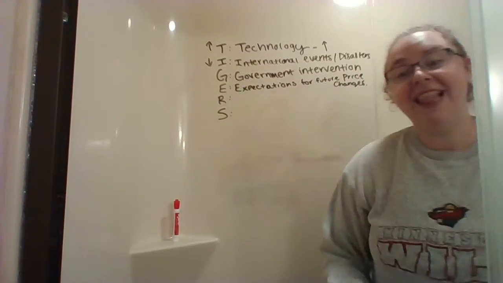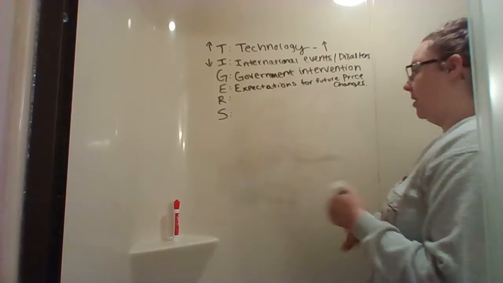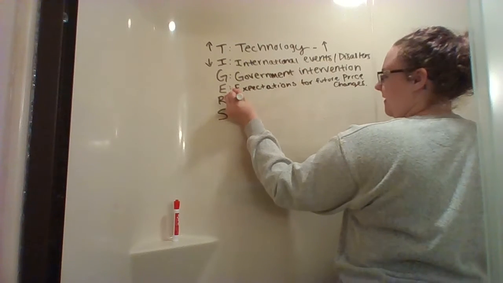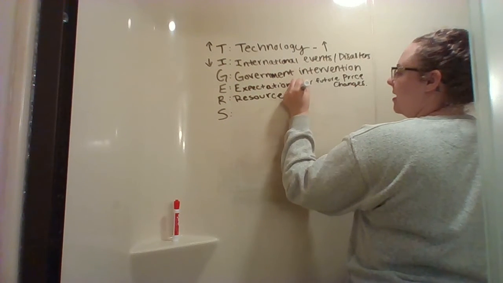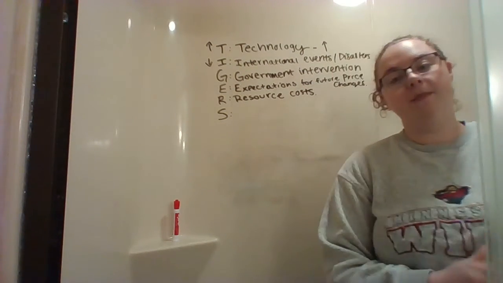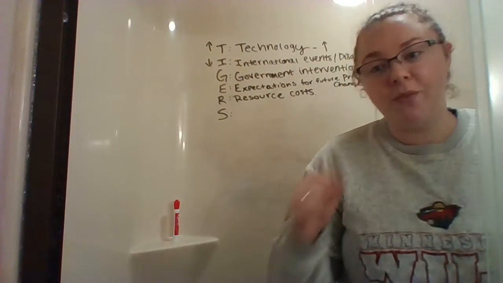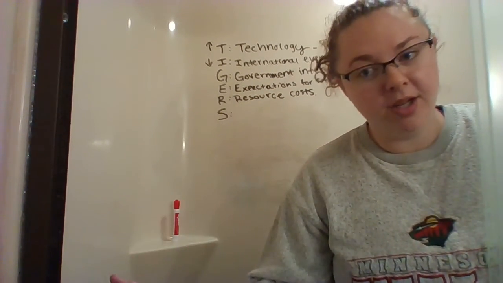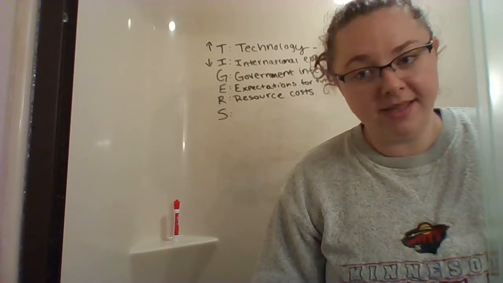All right, the R in TIGERS is resource costs. In order to make anything, we need to buy resources. This is very, very similar to the government interventions. When the cost of a raw good, like a raw material that we use, let's say to make pencils, we need rubber for pencils.